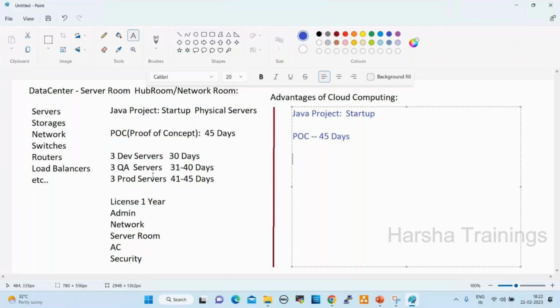So what we will do here, first we create three servers for the development environment, dev servers, for the first 30 days. Once the development is completed, we can create three more servers. We don't need to create them all at a time because we can create servers within 1 minute. One server or 100 servers or 1,000 servers. Once development is completed, we create three more servers for QA for 31 to 40 days. Once the testing is completed, we create three more servers for production.